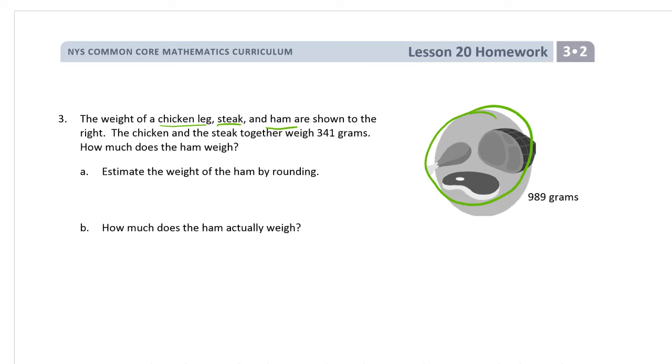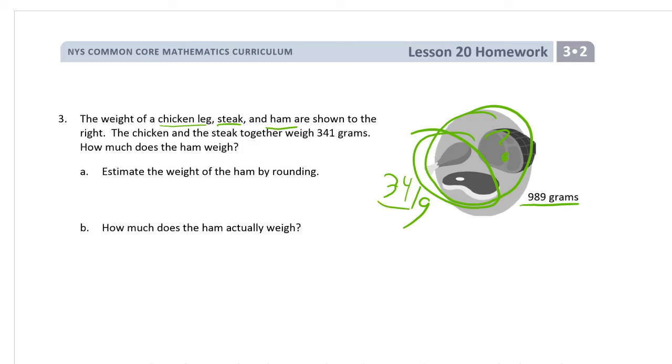The chicken and the steak together weigh 341 grams. So how much does the ham weigh? Estimate the weight of the ham by rounding. So we're looking for the difference between the whole thing and these two things put together.